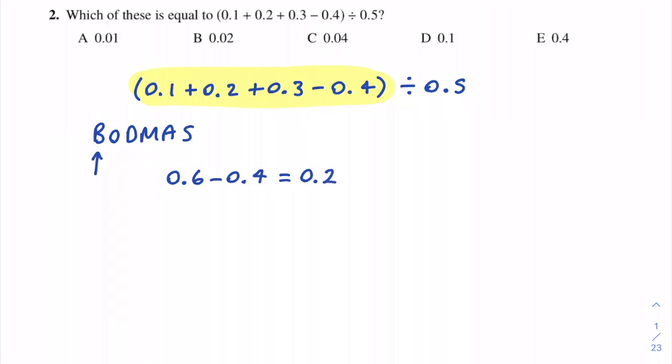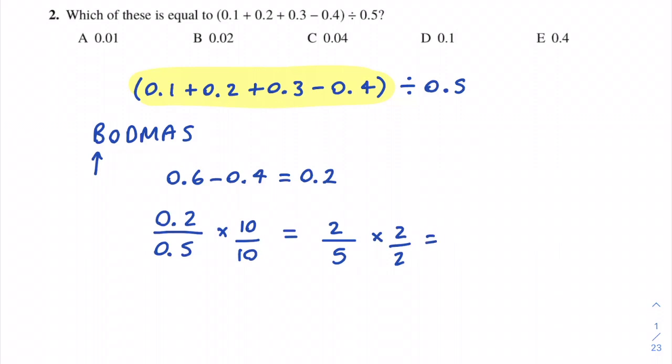And then we just need to do 0.2 divided by 0.5. So what we can do is multiply both the numerator and the denominator of this fraction by 10. 10 over 10, so that's going to give us 2 over 5. And 2/5, if we multiply both the denominator and the numerator by 2, well, that just gives us 4/10. And 4/10 is the same as 0.4. So therefore our final answer is E.